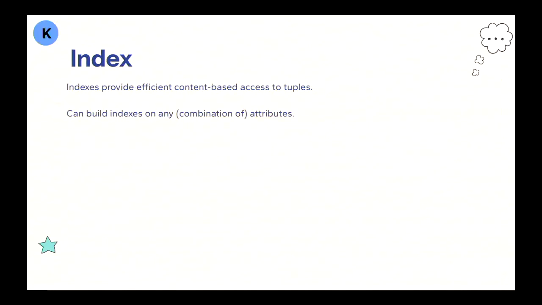And just now we mentioned that apart from how we express the query, using indexes could also affect the performance of the execution. So indexes actually provide efficient content-based access to tuples, and we can build indexes on any combinations of attributes. So this is the syntax for defining indexes in Postgres, and this is a very basic syntax here. You can actually add a lot more options.